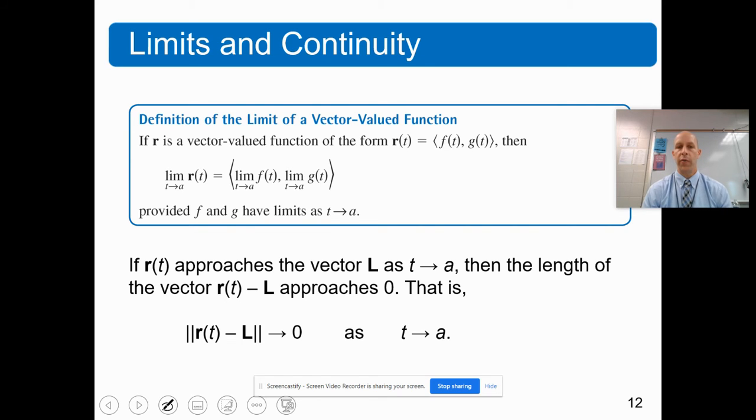So if r of t approaches the vector L as t goes to a, then the length of the vector r of t minus L will approach 0. So it's basically the same definition. It's just written in the context of a vector valued function. So we want the difference between these two things to go to 0.